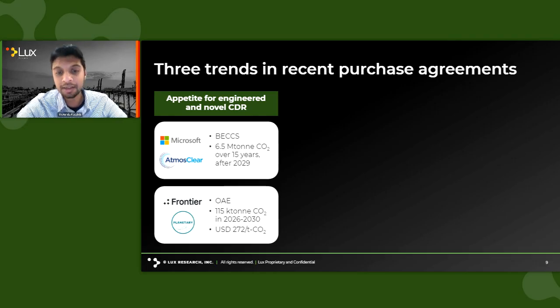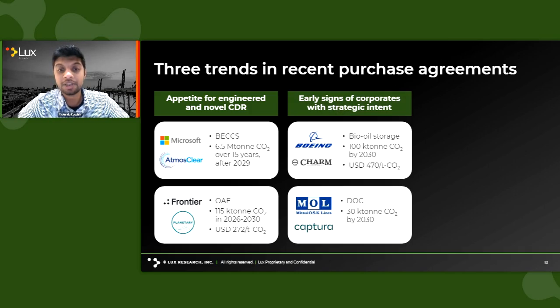The second is a trend in the type of companies that are purchasing credits. Today, Microsoft is still the biggest customer, and the number of customers tends to be smaller, right? But we see signs of early corporate engagement. So, for example, Boeing recently bought 100 kilotons of credits from Charm Industrial, which does bio-oil storage.